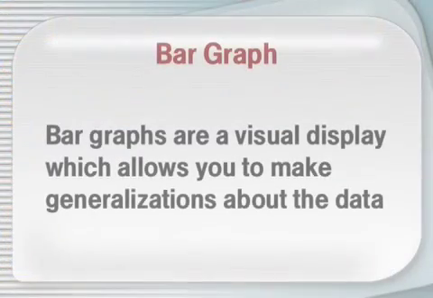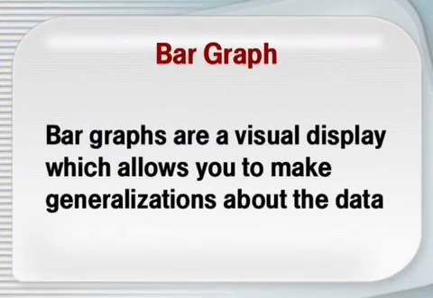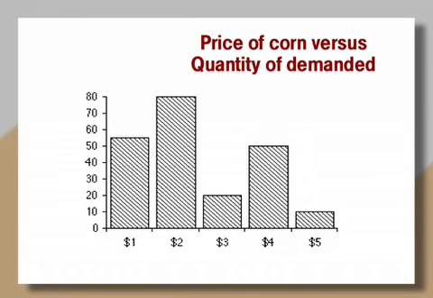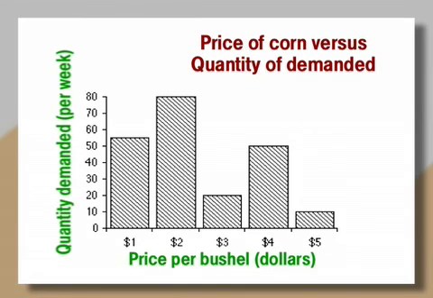Bar graphs represent data that's compared, usually sampling such as surveys or inventories. Bar graphs are a visual display that allows you to make really quick generalizations about data. The parts of a bar graph include the following. It must contain a title. Each axis must be labeled. There must be a scale, and of course, the bars represent the data that's collected.